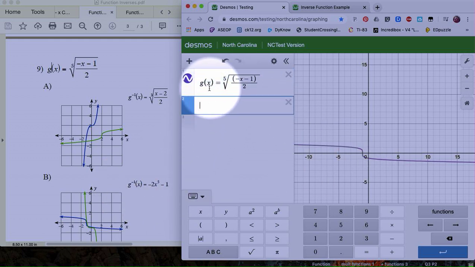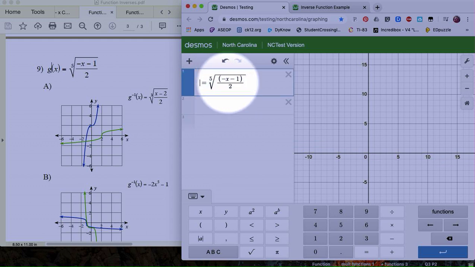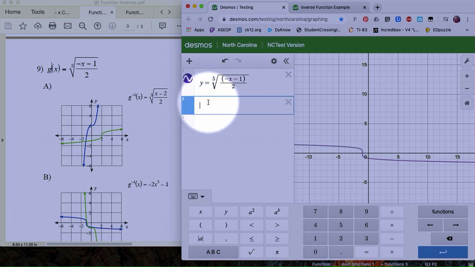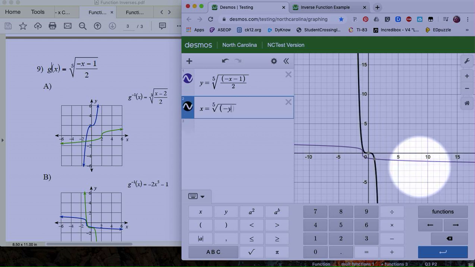If you remember the inverse, all you're doing is switching this. I'm going to make my g of x y. And I'm switching the variables, so I'm going to put x equals the same thing but use y. So functions here, type 5, the quantity negative y minus 1 divided by 2, and then get outside.